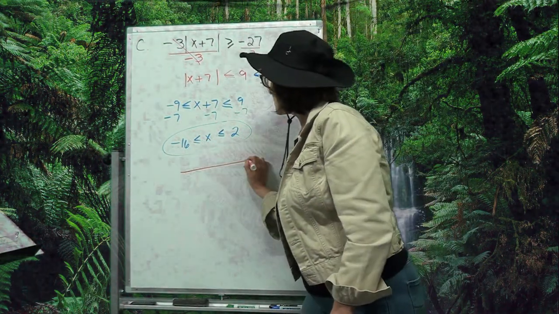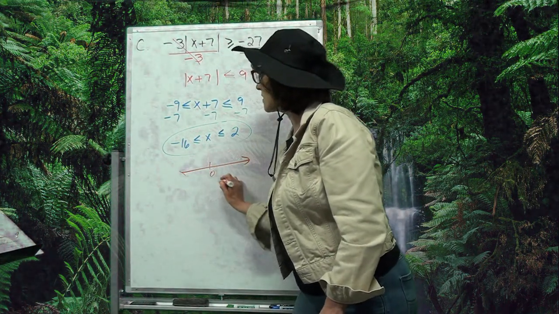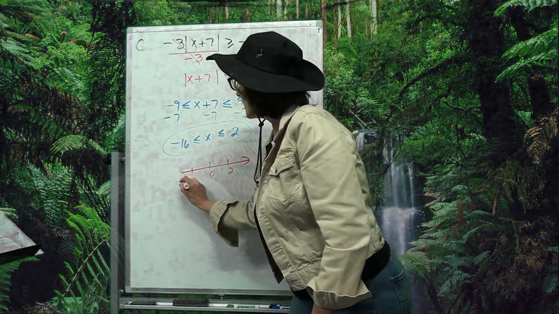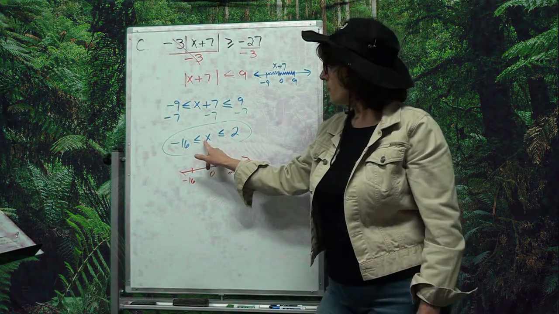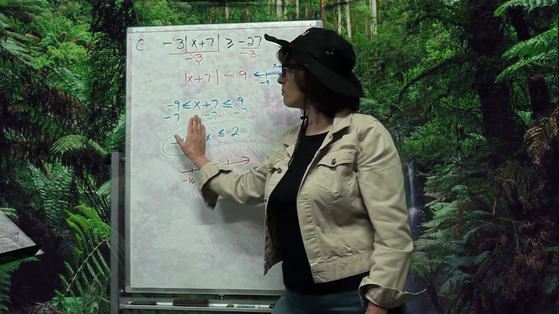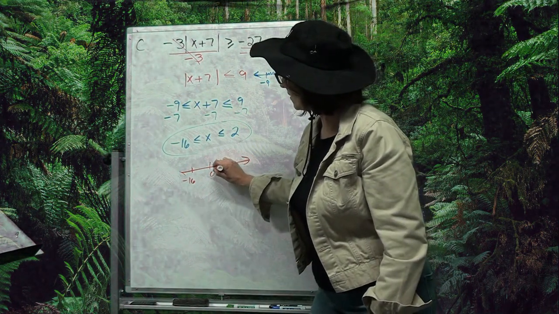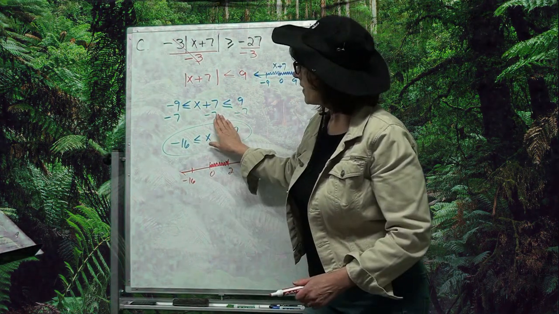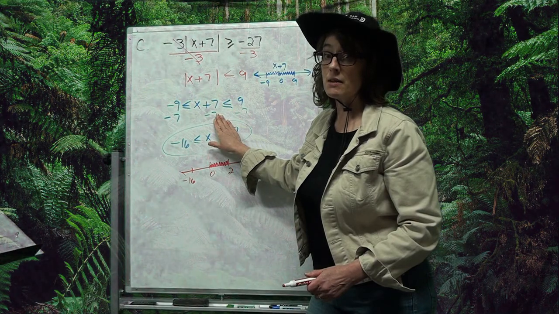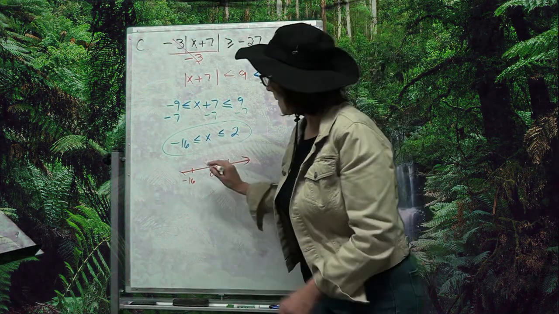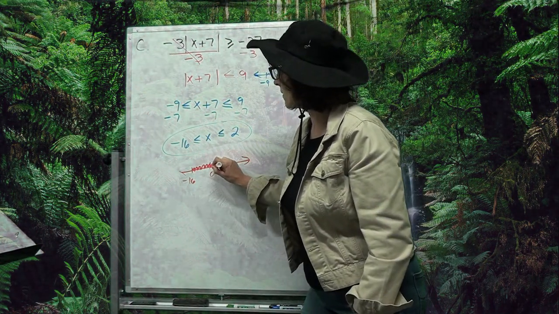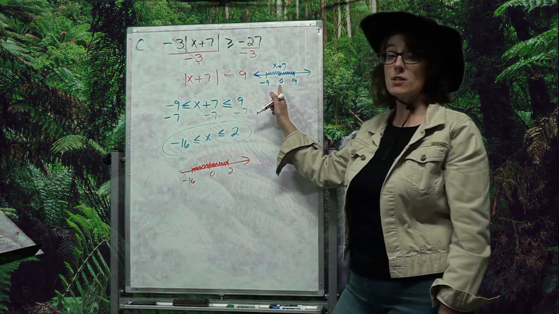So as I look at this number line, and I go, okay, here's 0, here's 2, here's -16. Those answers are smaller than 2. Smaller than 2 is everything down here. And as well, they are bigger than -16. Bigger than -16 is everything up here. So it's wedged between, just like I saw here.